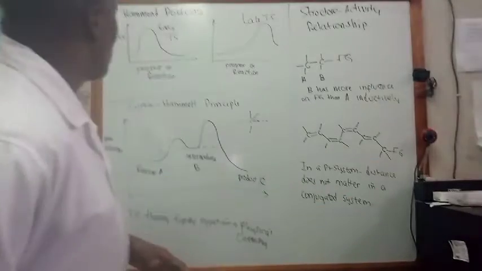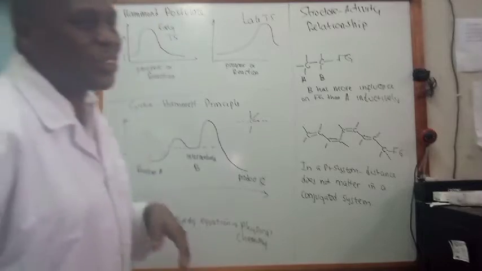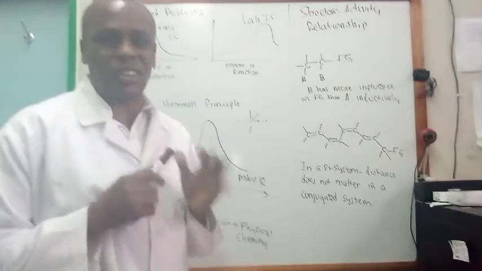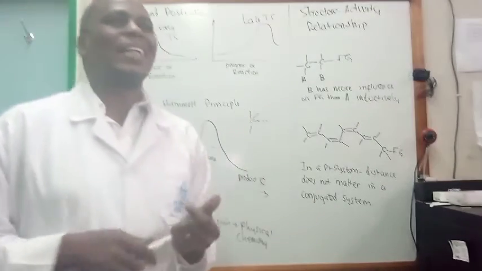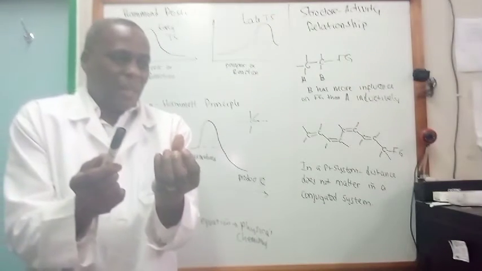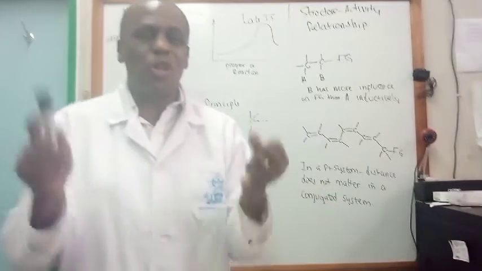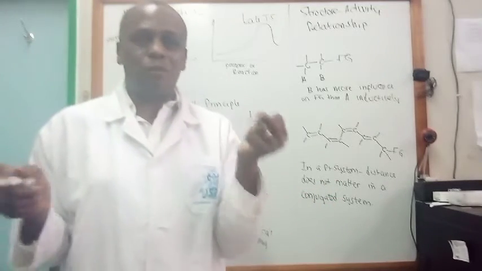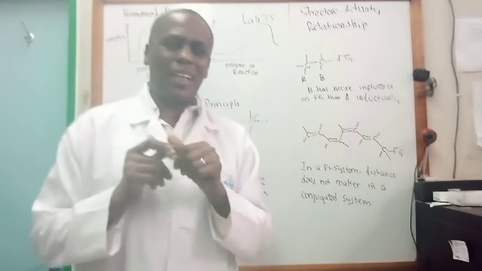So the transition state is the most unstable structure that exists, and it cannot be isolated, for example, or actually photographed. What am I saying about photography?